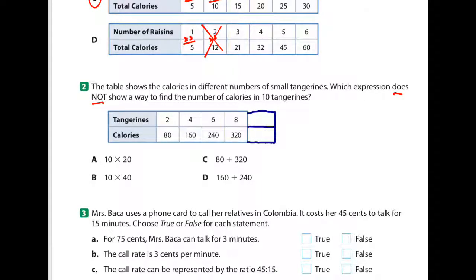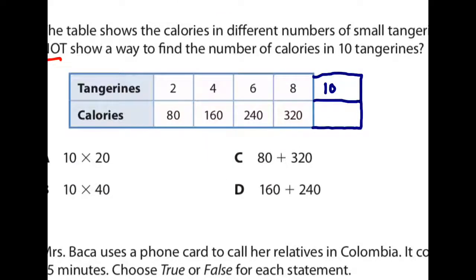another table here. Now, I notice the tangerines are counting by 2s: 2, 4, 6, 8. So the next one would be 10. And to figure out how many calories, there's different things I could do. I can see what the calories are going up by each time. Did you notice they're going up by 80 plus 80 plus 80, and 320 plus 80 is 400. But there's another way to figure it out. I also noticed that 2 times 40 is 80, 4 times 40 is 160, 6 times 40 is 240, 8 times 40 is 320, and 10 times 40 is 400. So either way you do that, you have to know that 10 tangerines have 400 calories.